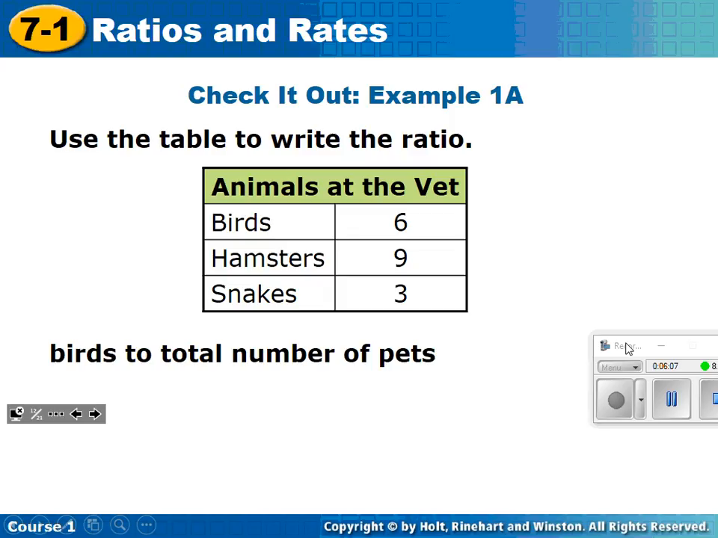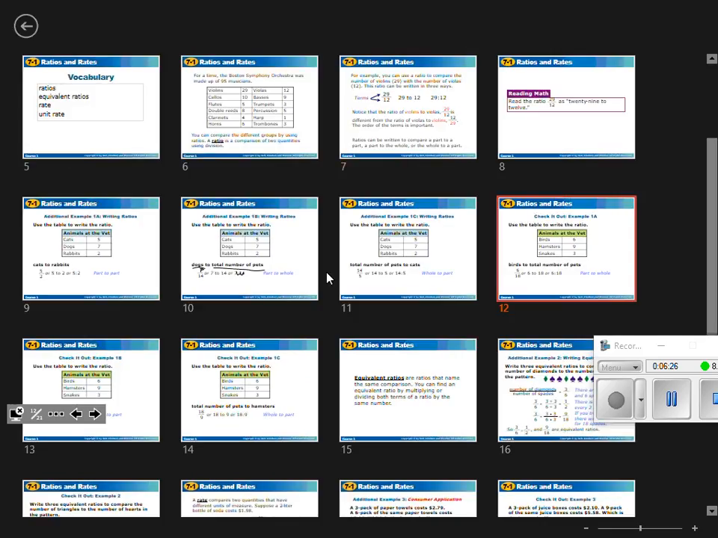Birds to the number of pets. 6 to 18, correct. Part to part, part to whole, or whole to part? What is it? Part to whole. Good. All right. That's enough of this. Let's move on a little bit, because I'm pretty sure you guys got this down.